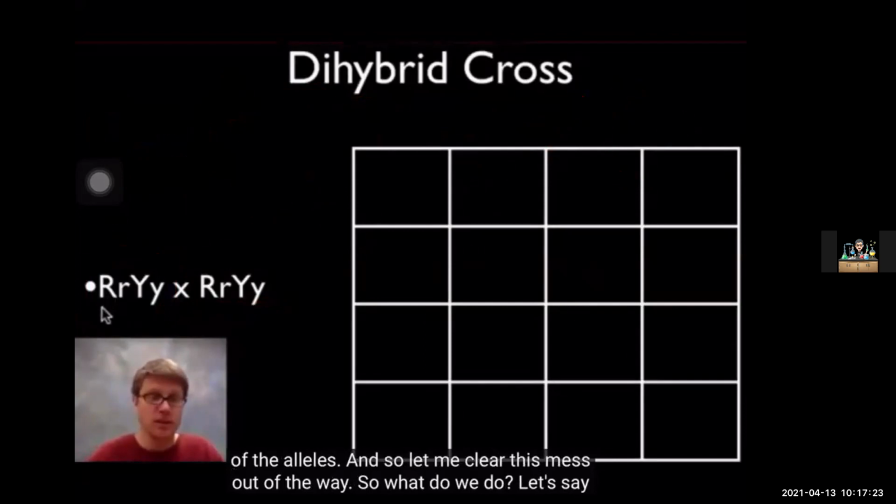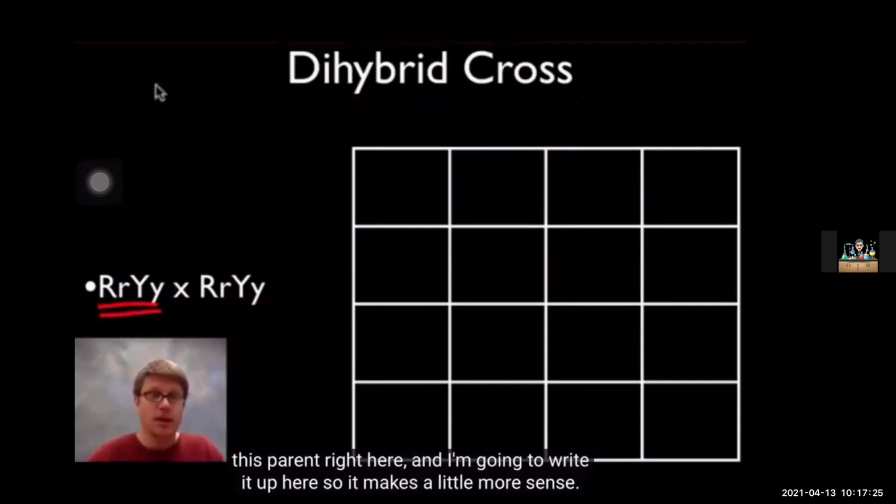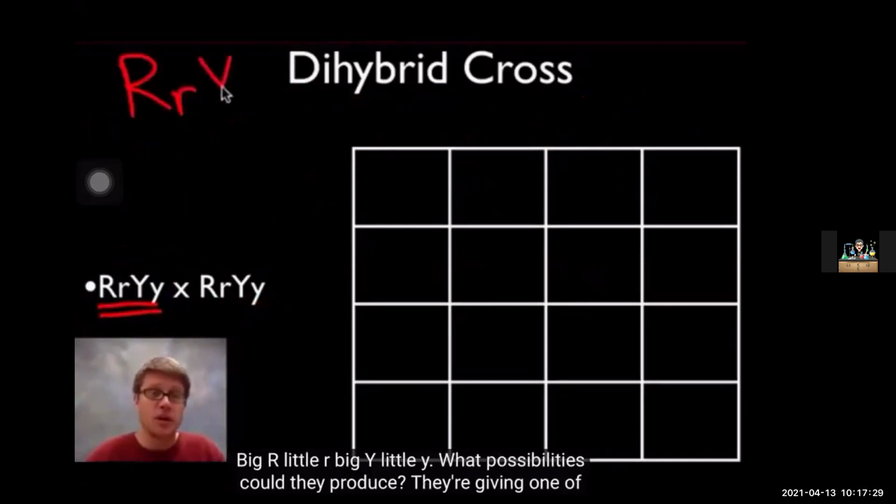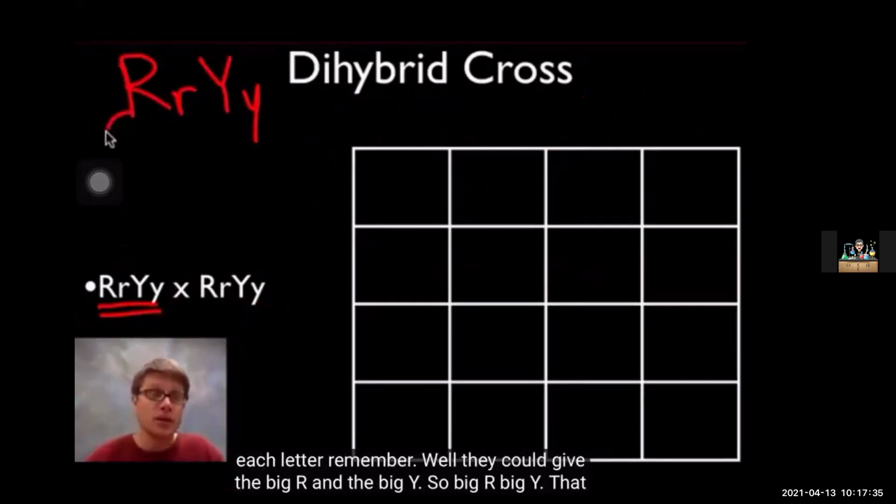And so let me clear this mess out of the way. Let's say this parent right here. And I'm going to write it up here so it makes a little more sense. Big R, little r, big Y, little y. What possibilities could they produce? So they're giving one of each letter, remember. Well, they could give the big R and the big Y.